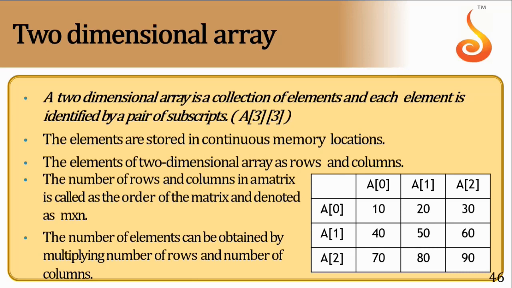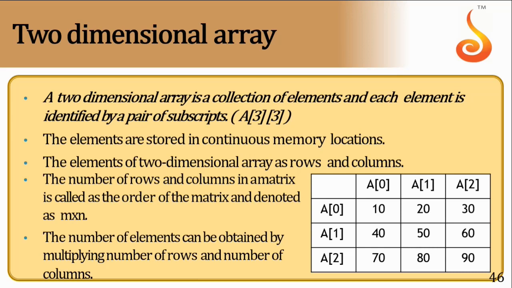So each element will have two subscripts. The first one would be the row position and the second one would be the column position, and again they are also stored sequentially in continuous memory locations. But the only thing is they will have the position of the row number as well as the column number. For example, 70 can be identified as the second row and the 0th column. It will have two subscripts.